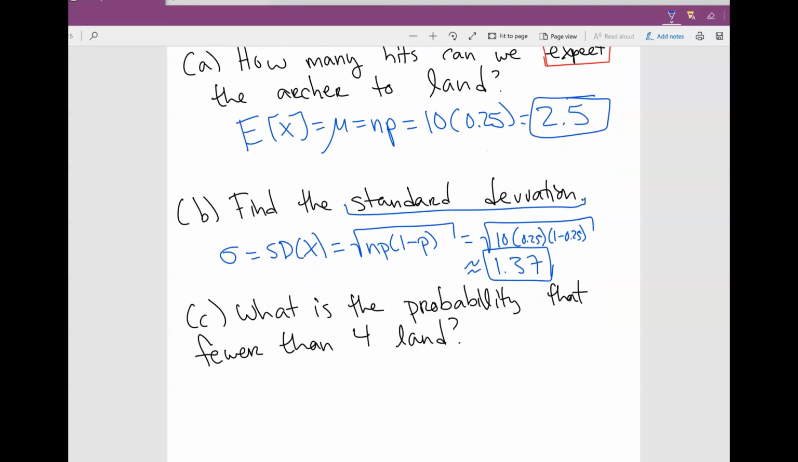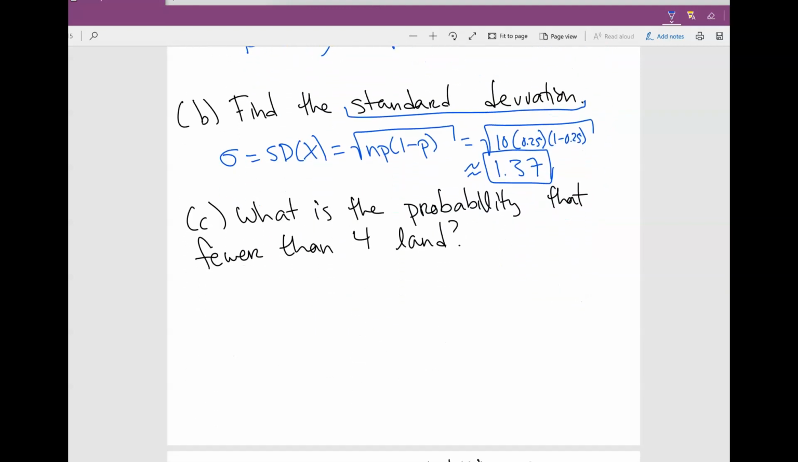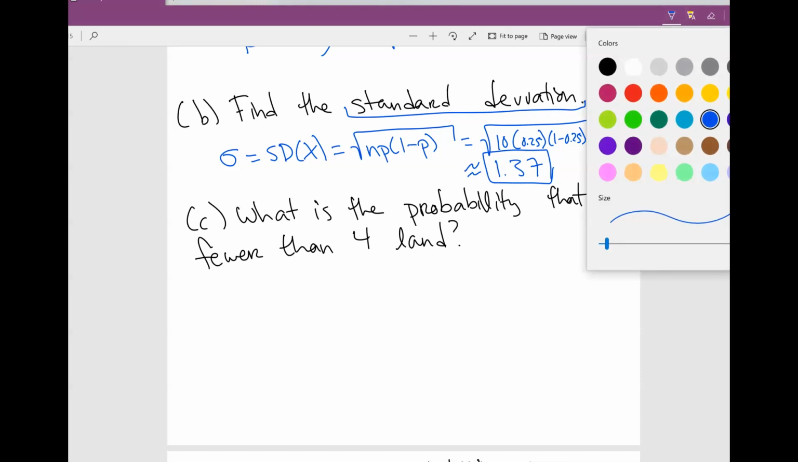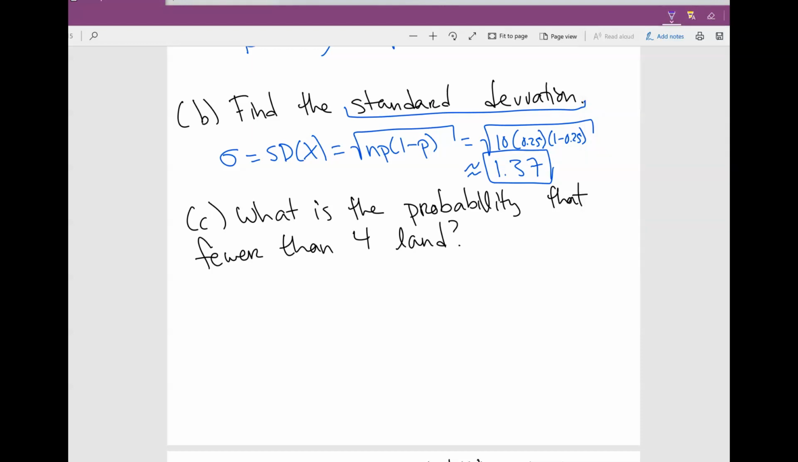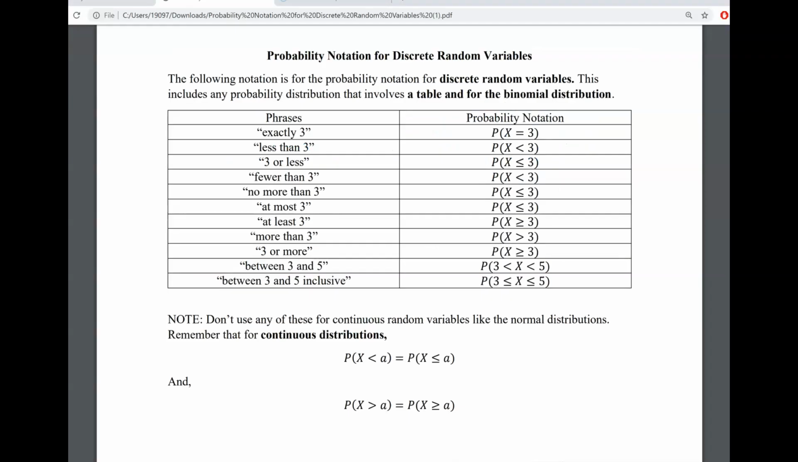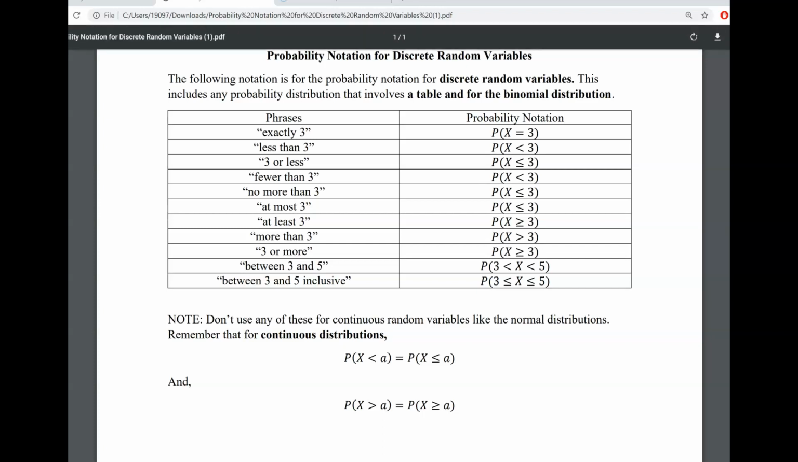Okay, so now let's do the last two problems. So for this one, part C, what is the probability that fewer than 4 will land? Okay, so notice here that now we have some keywords. So we're looking for fewer than 4. If I go back to my little cheat sheet right here and we look at fewer, notice that it's right here. Fewer than 3 is basically probability of x being less than 3. So there's no equal to. So basically what this is saying is that we're not including this 3. I'm doing fewer than the number, so we're not going to include that.